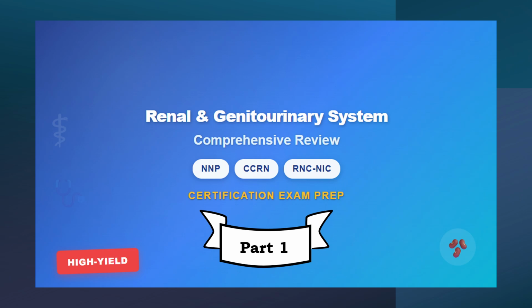This represents high-yield certification content that appears frequently on NNP exams. Renal disorders are tested heavily because they're common in the NICU and potentially life-threatening when missed. We'll focus on the clinical presentations, assessment approaches, and management strategies that ensure both excellent patient care and exam success. Every concept connects to real NICU scenarios where your clinical judgment saves lives and earns critical exam points.